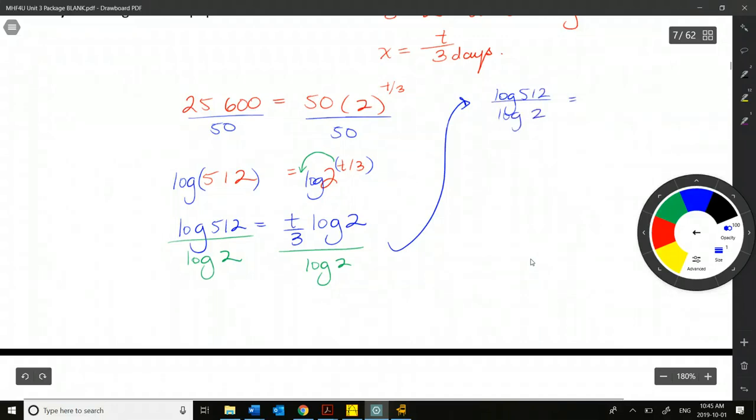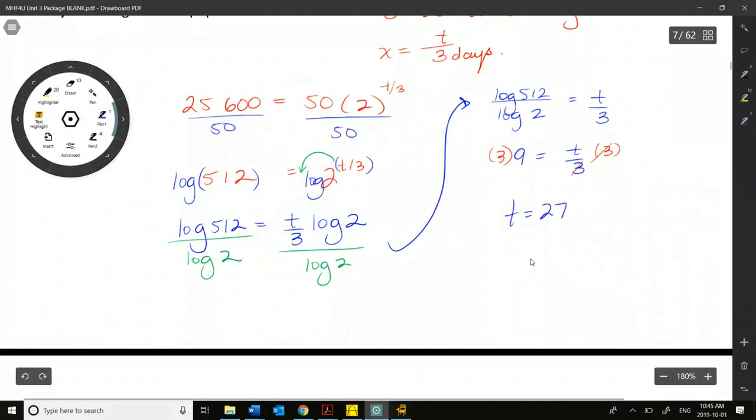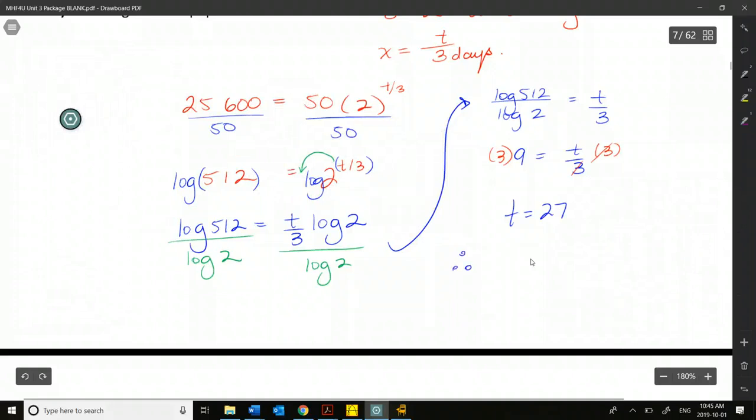I'll get someone to calculate this for us, log of 512 over log of 2. I got 9? Exactly. Okay, so it equals 9, and then I'll just multiply up the 3 on each side to get t by itself. Therefore, what? Can someone interpret this answer for us? What does this mean? 27 days for the population to reach 25,600. Great. So therefore, it will take 27 days.